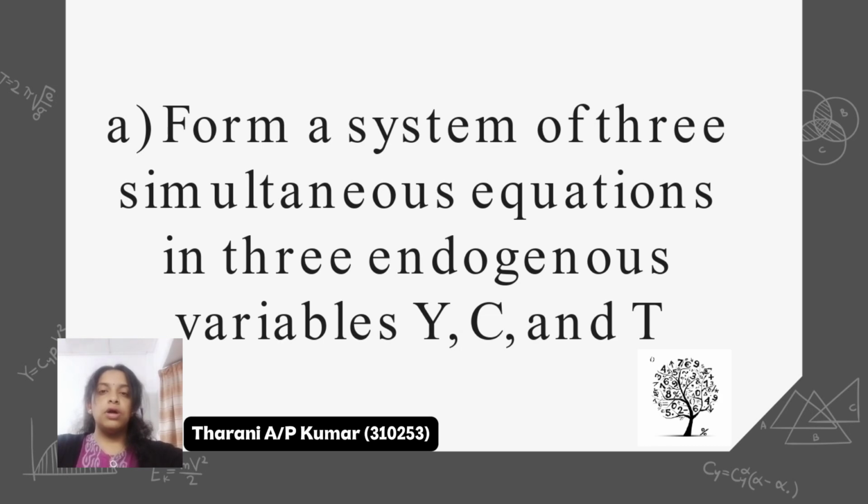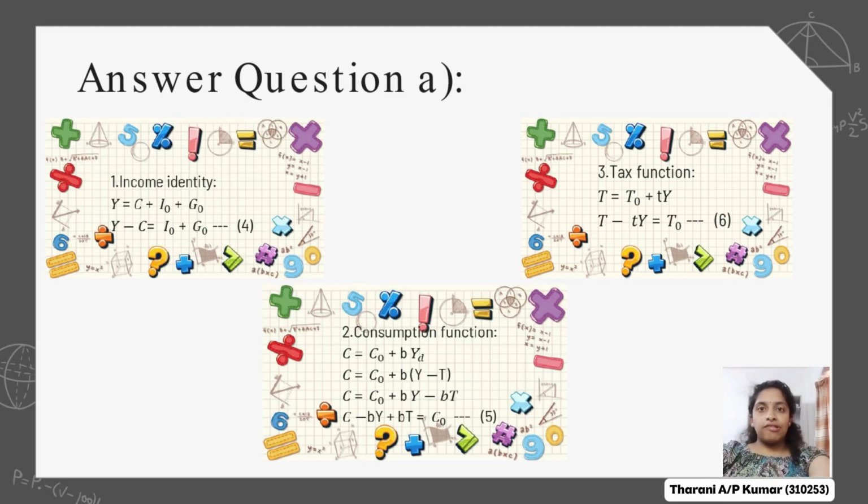Now, I will continue our presentation with the first question, which is to form a system of three simultaneous equations in three endogenous variables, which are y, c, and t. The first equation is the income identity. Income Y equals consumption plus autonomous investment plus autonomous government expenditure. So, Y equals C plus I sub 0 plus G sub 0. Next, I rearrange this equation by bringing C to the left-hand side. So, it becomes Y minus C equals I sub 0 plus G sub 0.